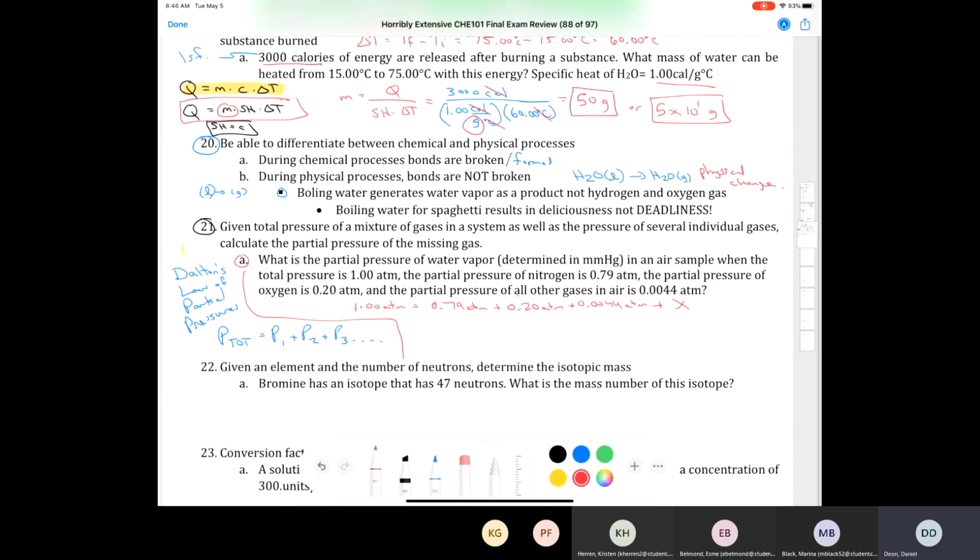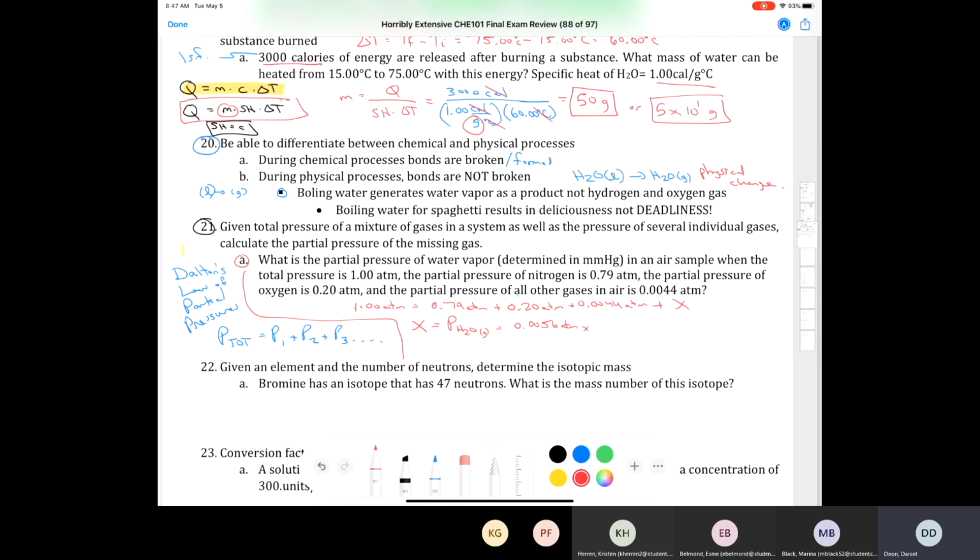So in this case, you just solve for X. You take 1 and subtract 0.79, subtract 0.2, subtract 0.0044. Obviously, you're going to end up with a really small number, and that number is the pressure of my water vapor. So the pressure of water gas is going to be equal to 0.0056 atmospheres.